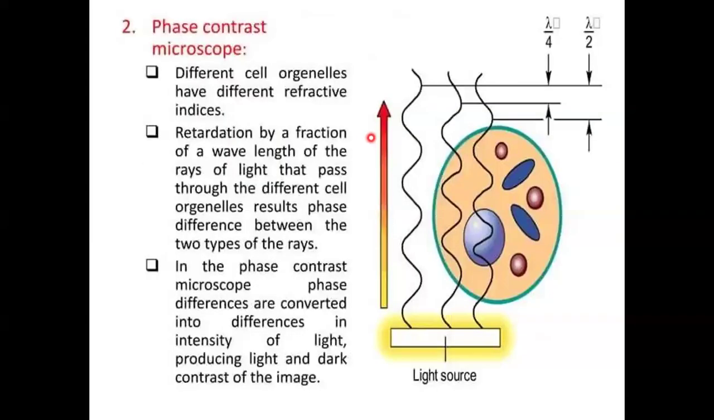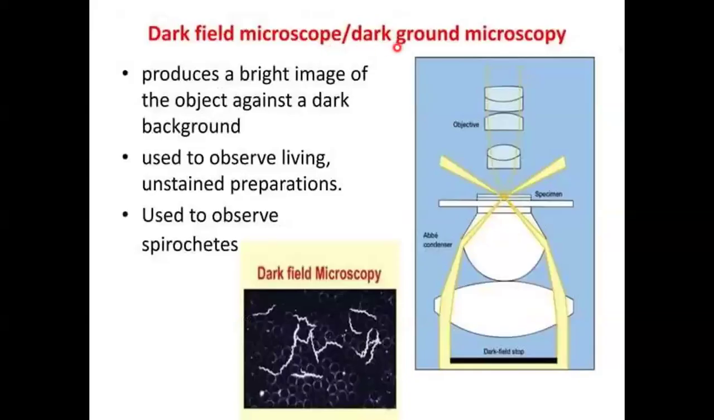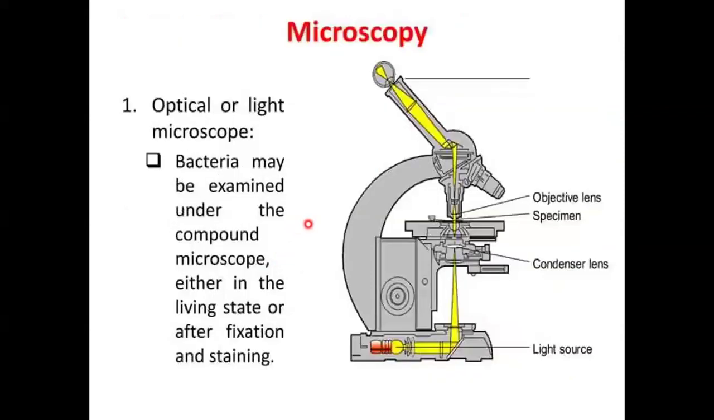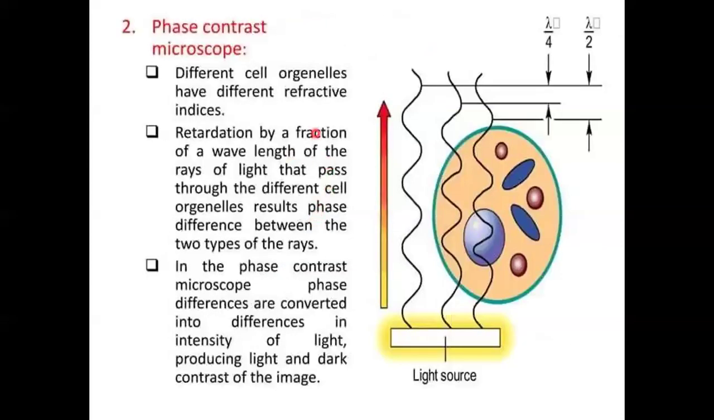We also have dark field microscope. This is used to observe spirochetes. Spirochetes are like Treponema pallidum, the one that causes syphilis. They usually produce a bright image, white in a black or dark background. This is dark field microscopy. Then we have phase contrast microscope.